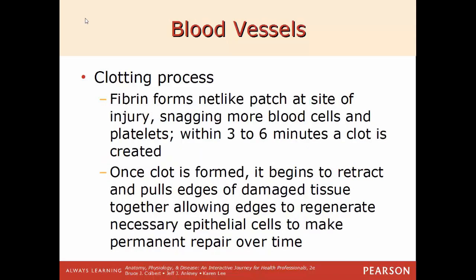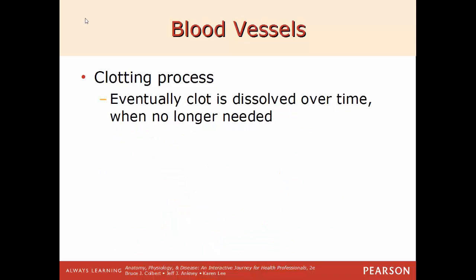Now this fibrin will form almost like a fishing net or like a spider's web that will patch the site of the injury, snagging more and more blood cells as they float by. Within 3 to 6 minutes, a clot is created. Once this clot is formed, it begins to retract and pull the edges of the damaged tissue back toward each other so it can regenerate any necessary epithelial cells to begin the permanent repair over a certain amount of time. And eventually that clot will be dissolved because the clot is no longer needed at that point.